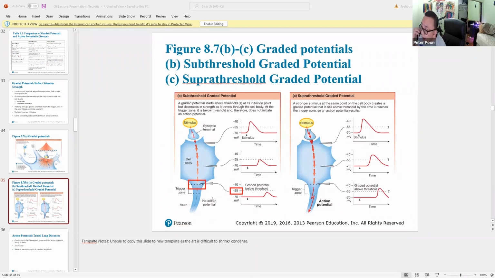Ultimately, a neuron can only do one thing. It can either fire or not fire. If it's sub-threshold, then it doesn't fire. If it's above the threshold, then it does fire. All right, hopefully that makes sense.